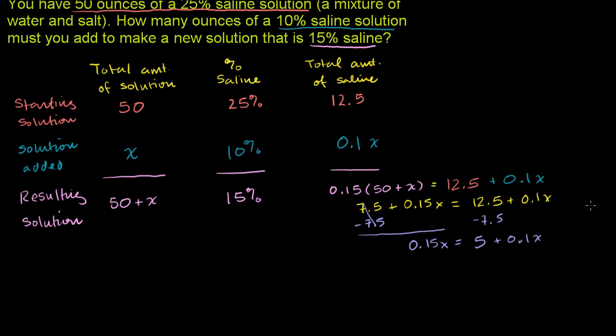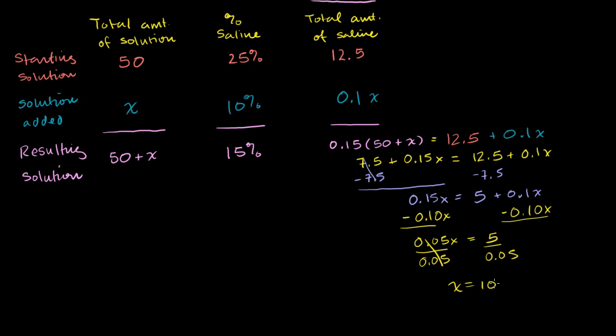Now we can subtract 0.1x from both sides of this equation. So I subtract 0.10x from both sides. These are the same number, so they cancel out. On the left-hand side, we just end up with 0.05x is equal to 5. And now we just divide both sides by 0.05. And we get x is equal to 5 divided by 0.05. That's the same thing as 5 divided by 1/20th, or the same thing as 5 times 20. So we get x is equal to 100.